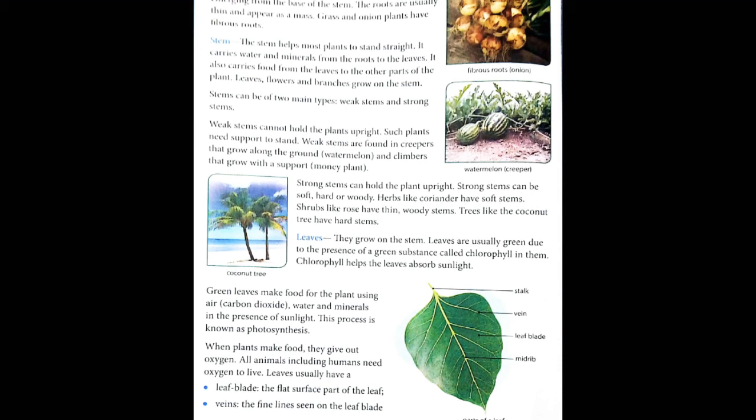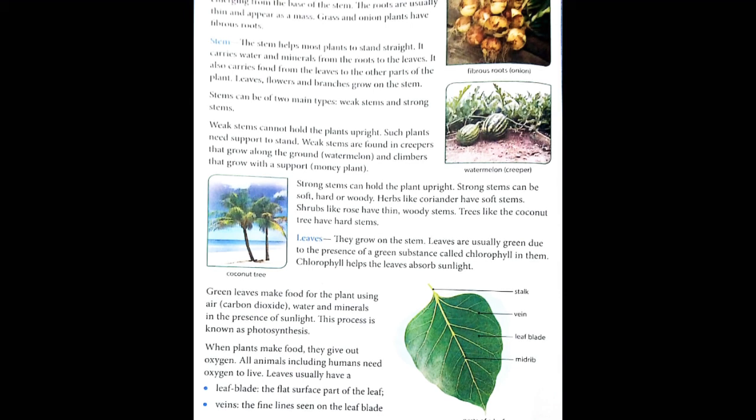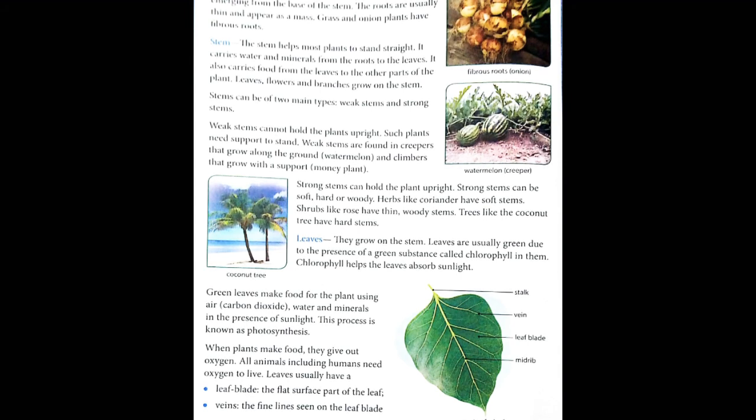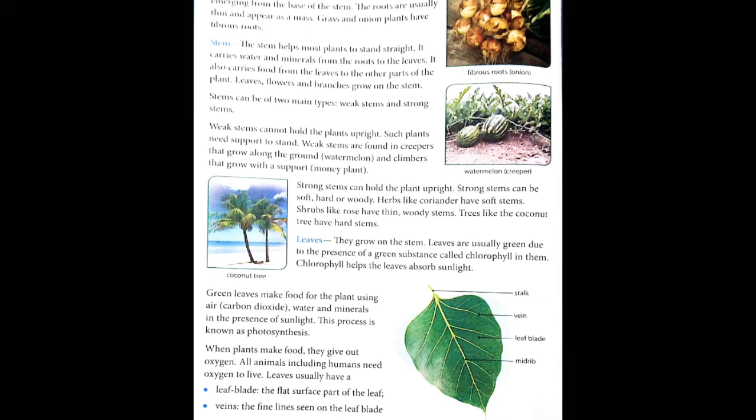So leaves, I have already told you, are green. You have seen the color of the leaves. Why? You know why the leaves are green in color? Because of a substance called chlorophyll in them. Chlorophyll is a very important part of leaves, as it helps the leaves to absorb sunlight, without which the food processing is not possible.